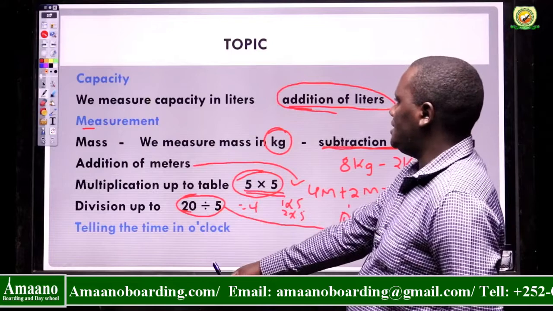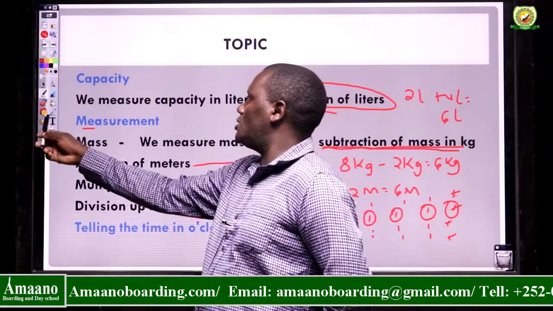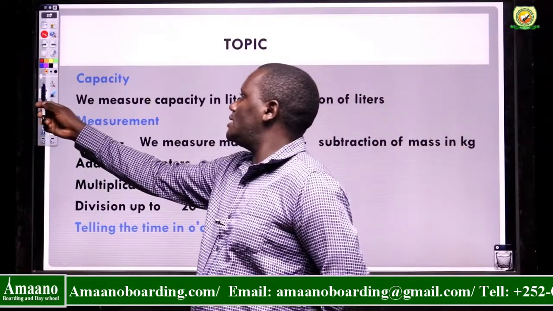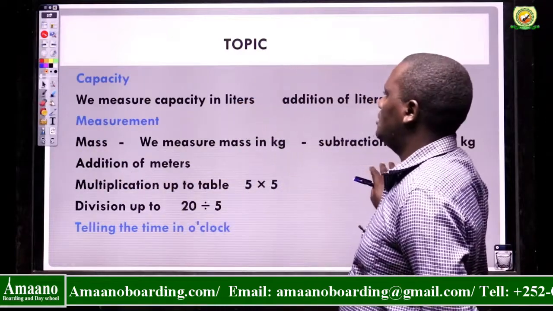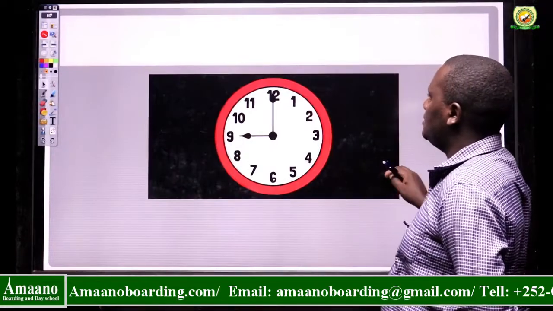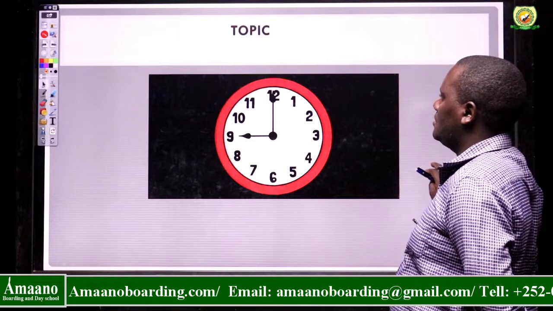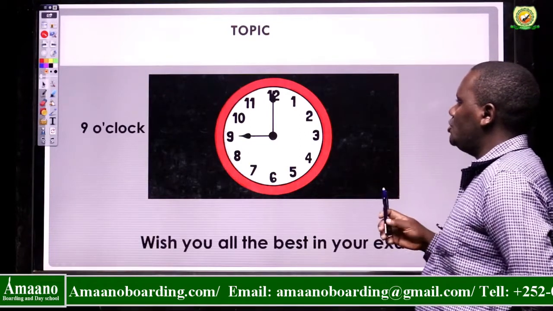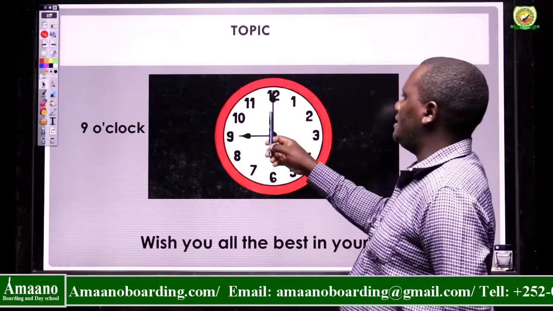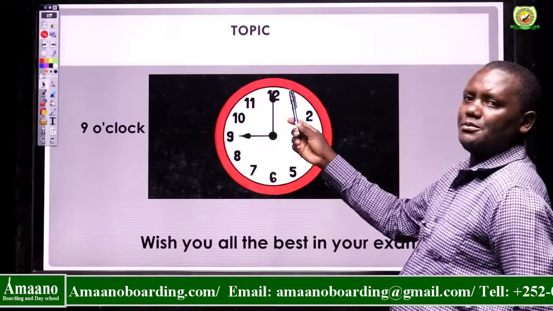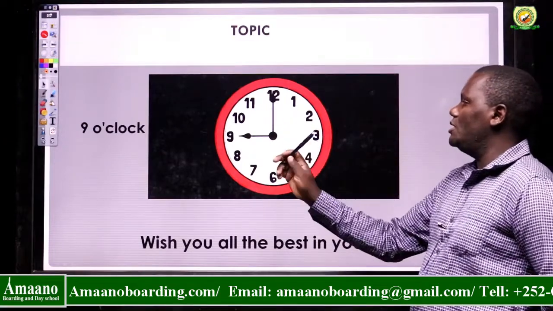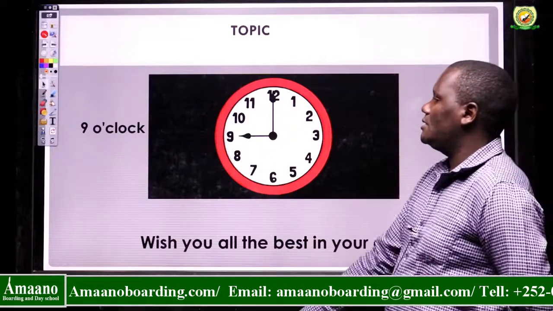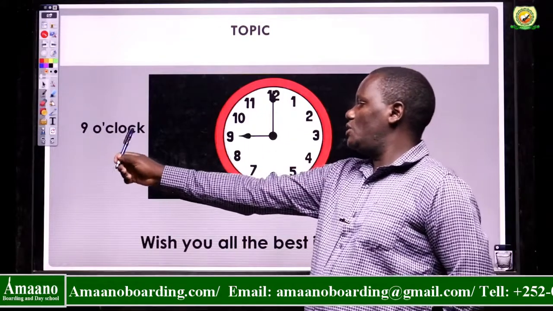Now, how do we tell time when we are given the clock? This is my clock. We have to look at the minute hand and the hour hand. When the minute hand is pointing at 12, we call it o'clock. The hour hand is pointing at 9. That's why we say it's 9 o'clock.